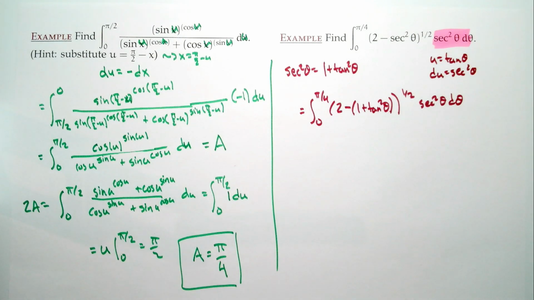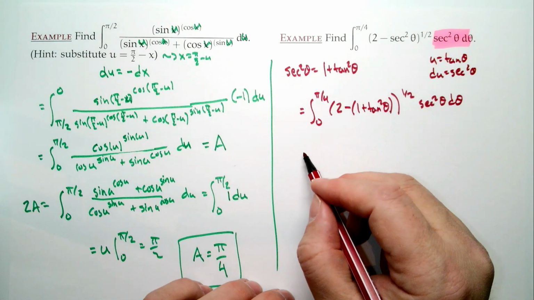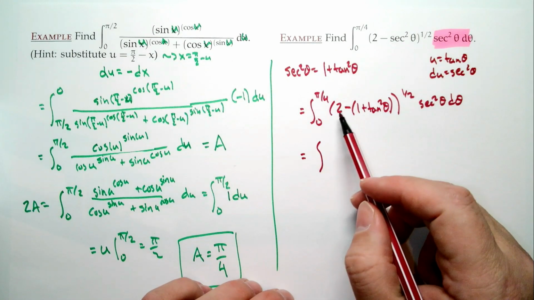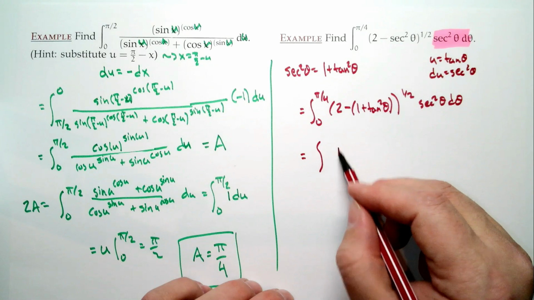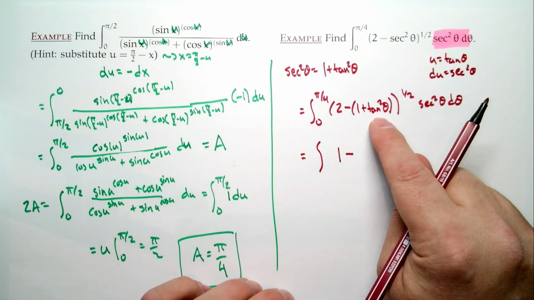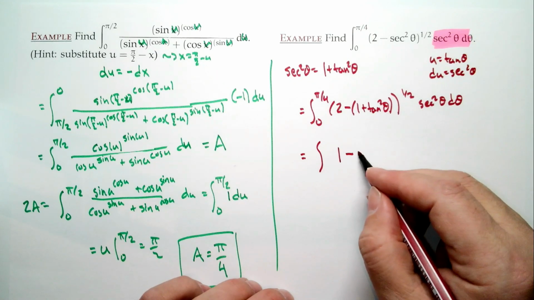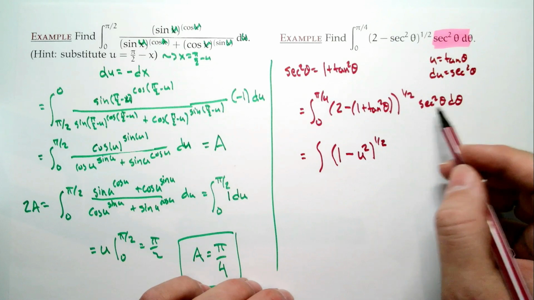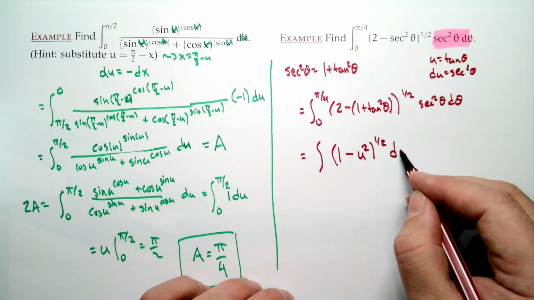Now we're okay. Now we can make our substitution. So, first off on the inside, you can simplify this. 2 minus 1 minus tangent squared becomes what? 1 minus u squared, to the 1/2. Secant squared theta d theta becomes du.